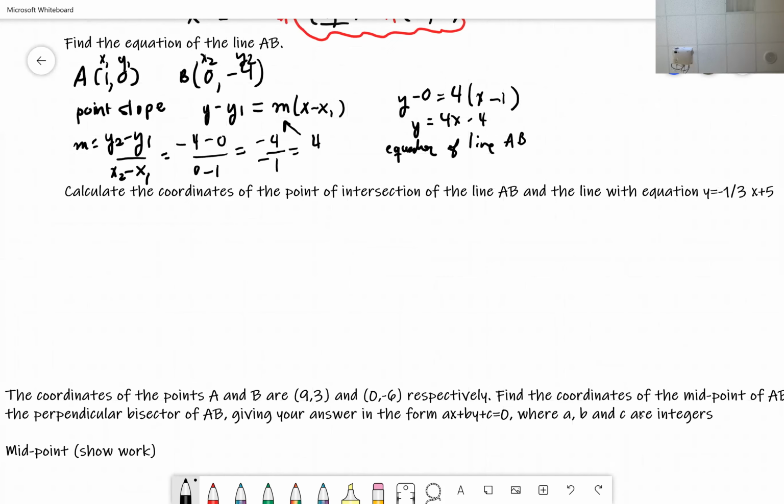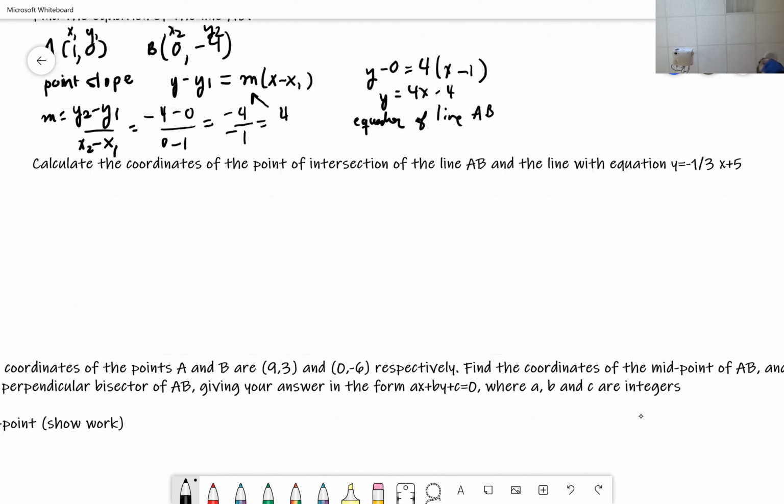So now we got another question under it. It says, calculate the coordinates of the point of intersection of the line AB with the line y equals -1/3 x plus 5. So we have one line that's defined by y equals 4x minus 4. And then we have another line, y equals -1/3 x plus 5, and they're going to cross. And we want to find out where they cross.